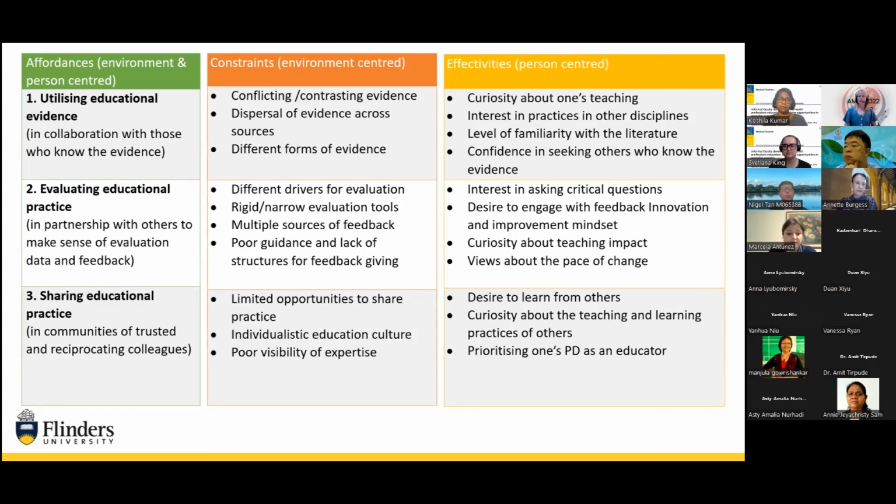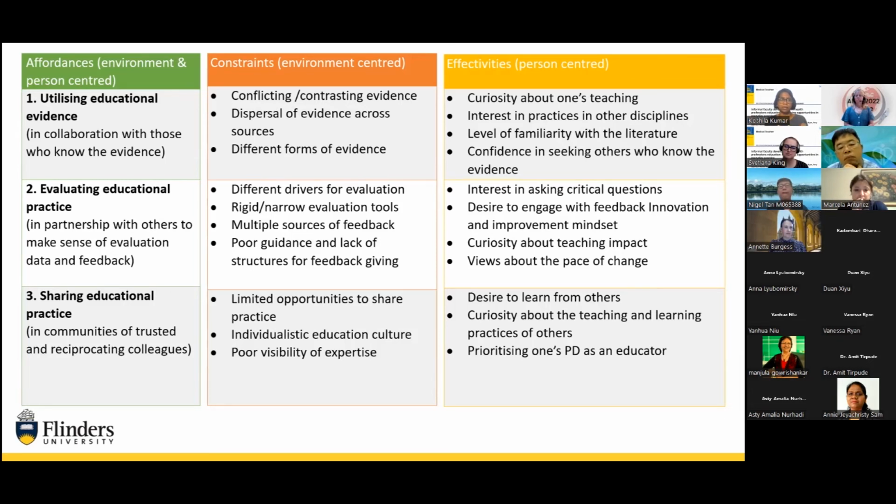And in the constraints column, you can see that for each of those affordances, there are a number of elements that tend to drive action and limit our action. So we've talked about educational evidence, but when we think about evaluating our practice, we know there are quality indicators for teaching. I'm sure this is something asked in all our institutions. What are the quality indicators for education and the metrics around that? We have very narrow and rigid evaluation frameworks and tools. That's something that plagues everyone, I think. We have multiple sources of feedback, and we have very poor guidance and lack of structures for giving feedback, evaluating our practice, but also incorporating that evidence back into our practice.